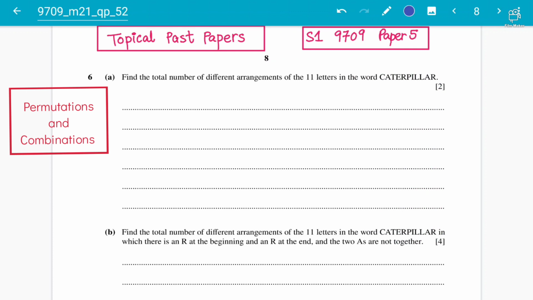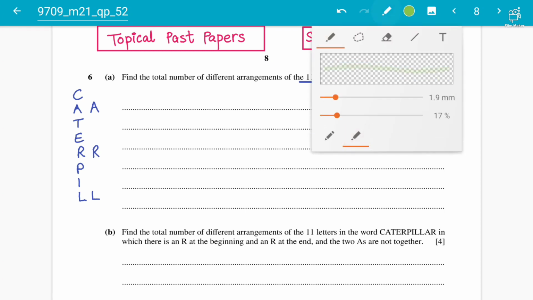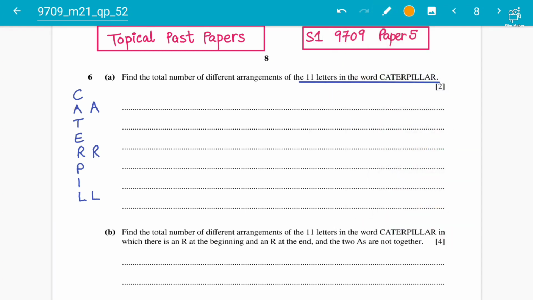So first thing is, always we write down the word, so it will be CATERPILLAR, with a double R. So we got caterpillar. These are basically 11 letters, students, in the word caterpillar, where we have repetition of two A's, repetition of two L's, and repetition of two R's.